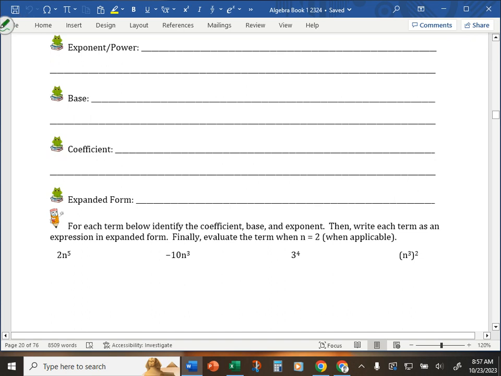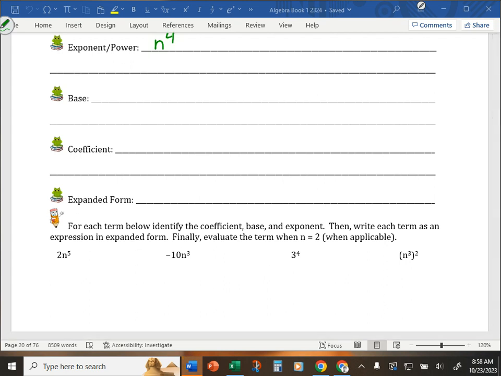What is an exponent or a power? What does it do? That's that little number next to another number or a variable. What does an exponent mean? What does n to the fourth mean? N times 4? No. N times n times n times n.